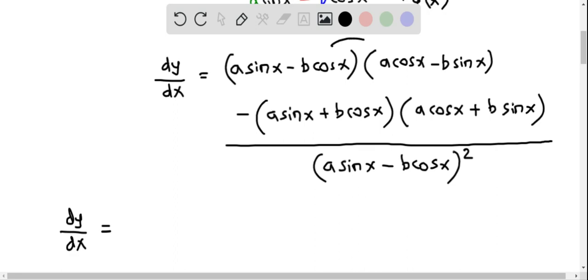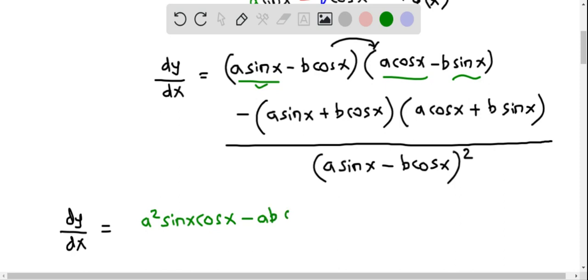Let's FOIL this out. We have two terms in the first expression, and two terms in the second expression, so I consider it term by term. The first term here is a sin x, the first term there is a cos x. Multiplying these two, we get a squared sin x cos x. Now consider the first term times the last term of the second expression: multiplying these together, we get negative ab, and then sin x times sin x is sin squared x.